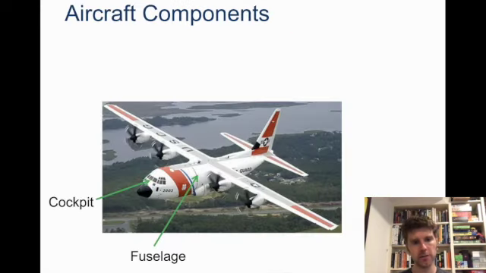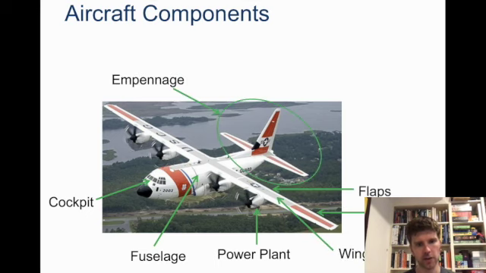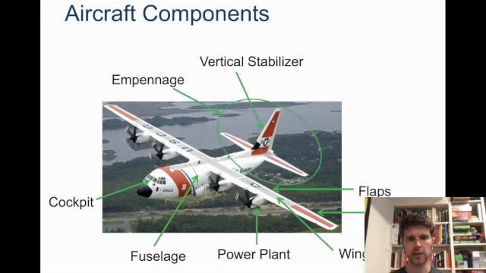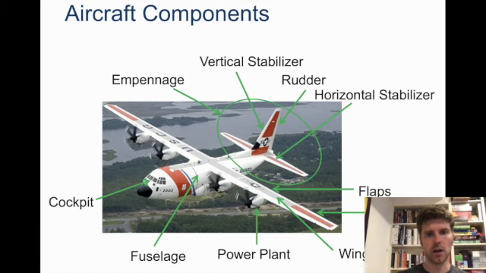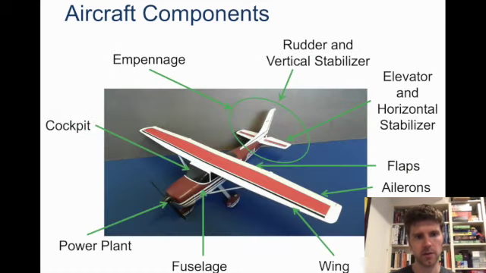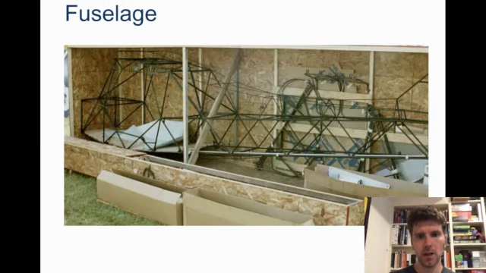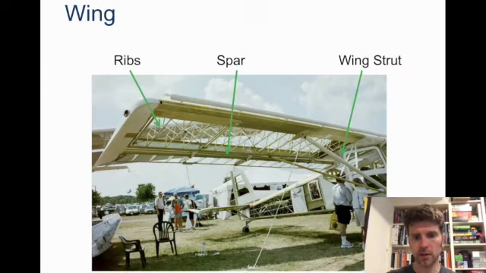Here's just another plane: fuselage, cockpit, power plant, etc. Just showing you again how every plane, even if they look very different, here's a Coast Guard plane, has fundamentally the same components. Here's a little model plane with all the same components. Here's a little cutaway of the fuselage, and you'll notice that it's built of all these little triangular sections. If you built your little bridge in IED or whatever, you'll remember that these triangles are very strong, as well as being very light. The fuselage is empty. Weight is our enemy in this.